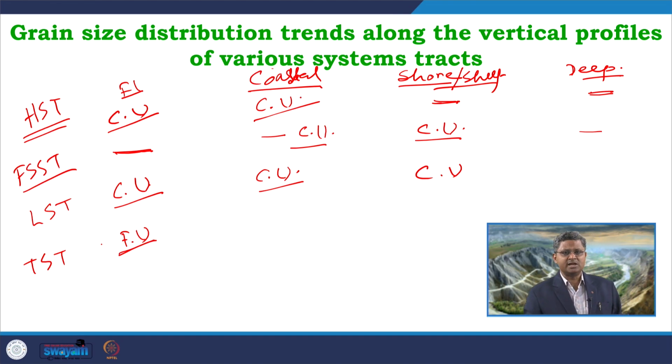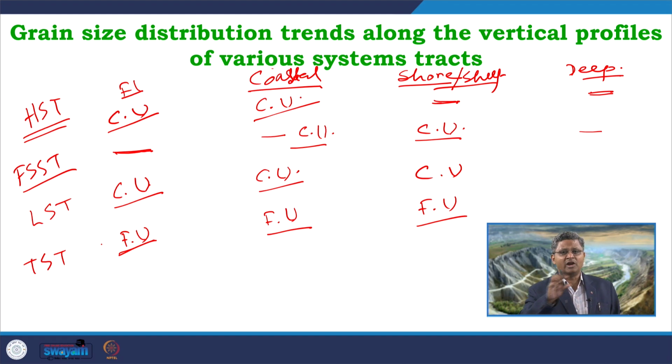Similarly, in the coastal areas, we expect an overall fining upward trend as there will be a retrogradation of all the depositional systems, and deeper facies will come over the shallower facies. In the shore or shelf environment, again we will get a fining upward trend as the shelf deposits will come over the shore environment, deeper shelf will come over the shallower shelf. So overall we will get a fining upward trend.